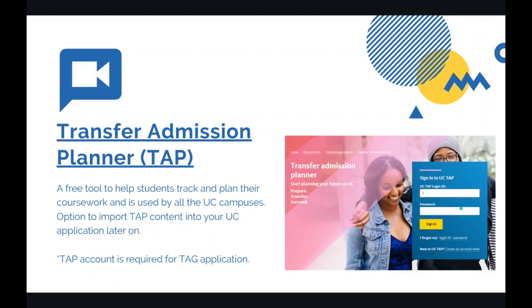The Transfer Admission Planner, also known as TAP, is something that you can begin at the very beginning of your time here at OCC and continue to use it throughout. For those students that are eligible for the UC TAG application, you will be required to fill out the TAP account in order to submit the TAG application.